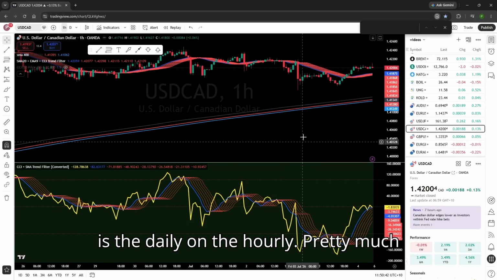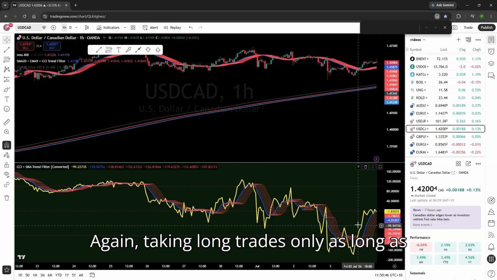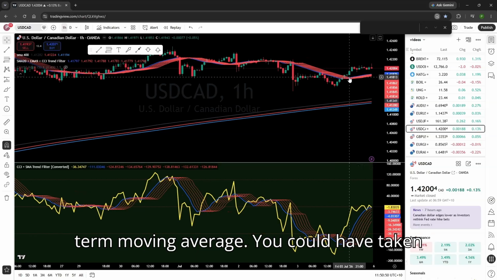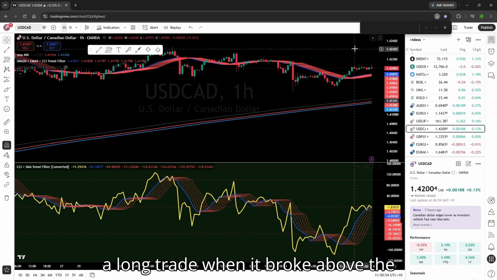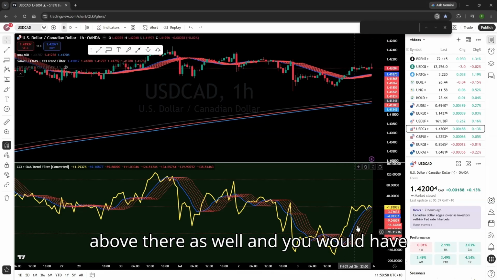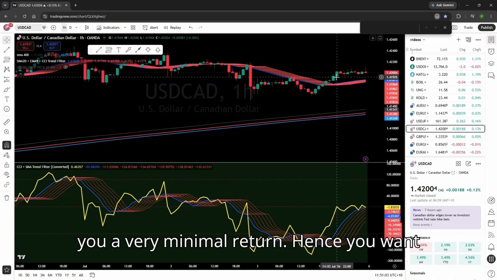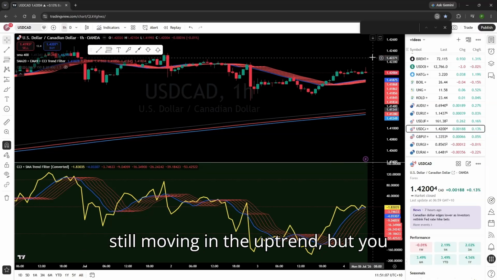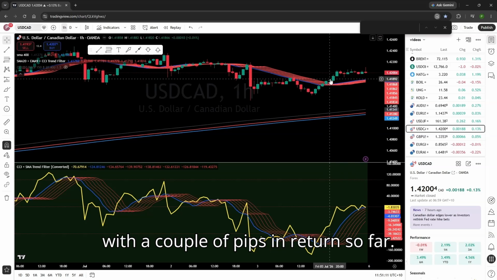On the hourly, pretty much going sideways through most of that period. Again, taking long trades only as long as the price indicators are above the long-term moving average. You could have taken a long trade when it broke above on the price there, and also when the CCI broke out above there as well. And you would have closed it out. This would have given you a very minimal return. Hence, you want to make sure the CCI and the price are still moving in the uptrend, but you would have closed it out on that candle with a couple of pips in return so far.